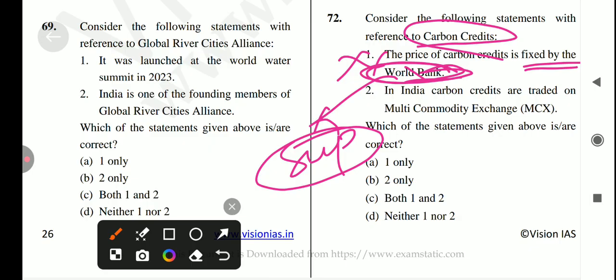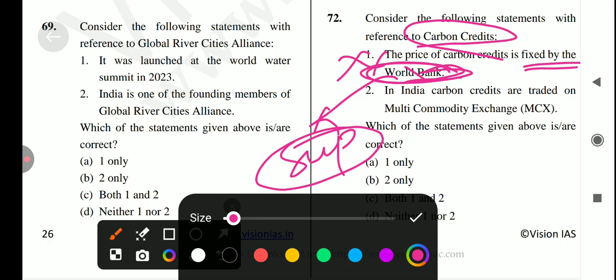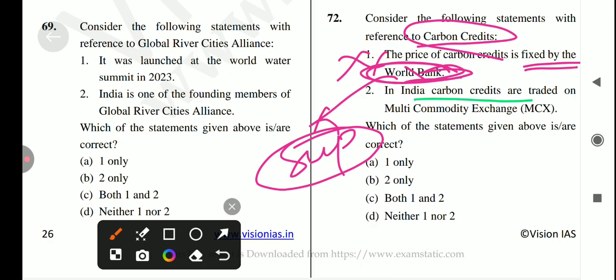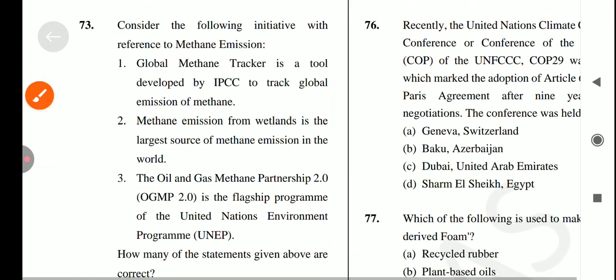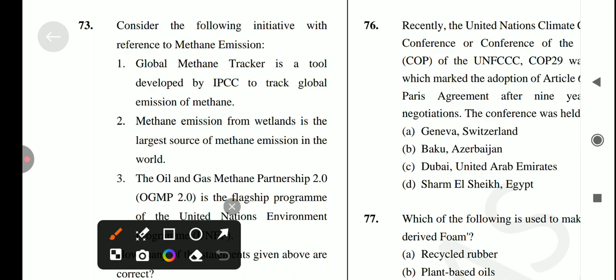Next is, Indian carbon credit are traded on multi-commodity exchange. Is it true? No, it's not a correct statement because in India carbon credit are not traded on the MCX. Okay, so statement second is also incorrect. So answer for this question is option number D. Neither 1 nor 2 is the correct answer for this question. Okay, let's come to the next question, which is consider the following initiatives.